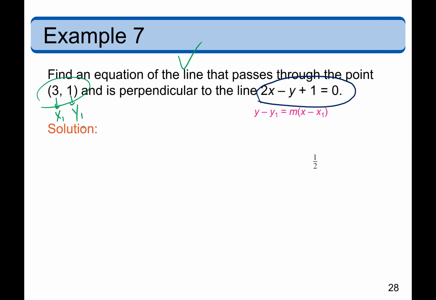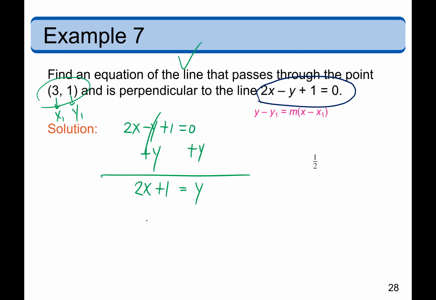And we know that this line is perpendicular to the other line, whose equation is 2x minus y plus 1 equal to 0, right? This is an equation for the other line. However, this equation is not in the slope-intercept form, meaning we don't know the slope for this line yet. But we can do a little algebraic transformation to get a slope first by adding y to both sides of the equation. Once you do that, the y value is equal to 2x plus 1.